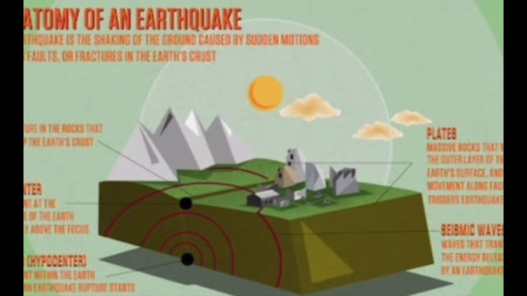Plates are massive rocks that make up the outer layer of the Earth's surface and whose movement along faults triggers the earthquakes. Seismic waves are waves that transmit the energy released by an earthquake.